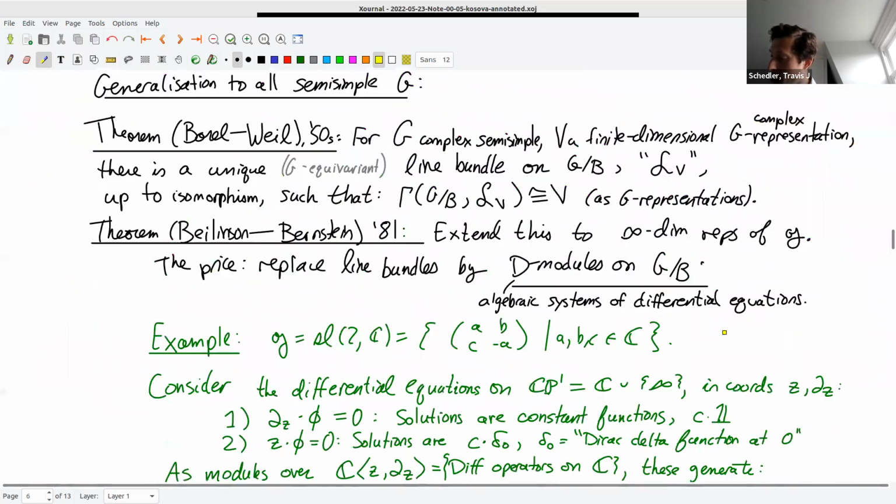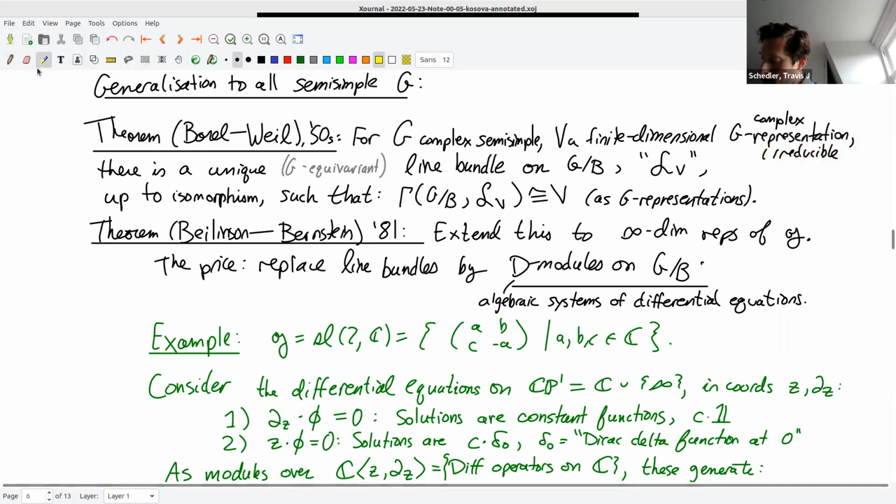Okay, so for G complex semi-simple, for any finite dimensional irreducible representation, I forgot to write that here, there is a unique line bundle up to isomorphism so that if you take the holomorphic sections of the line bundle, you get the representation back, okay? So that's the thing.